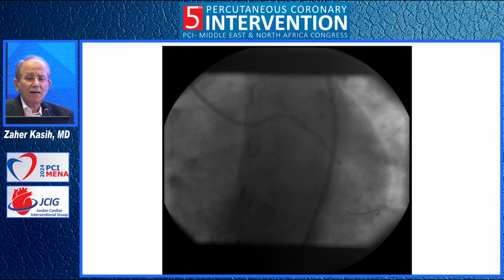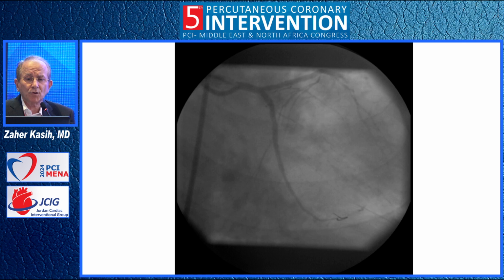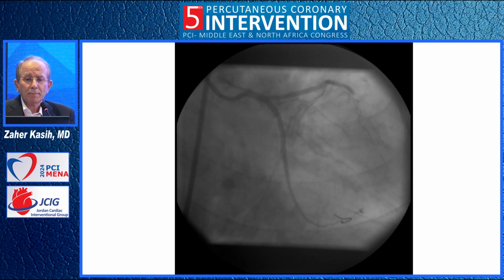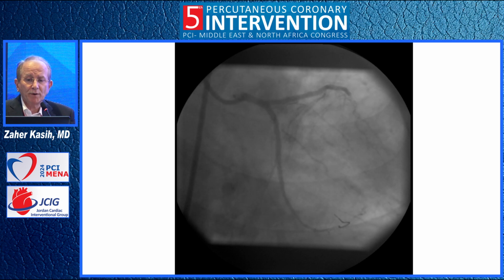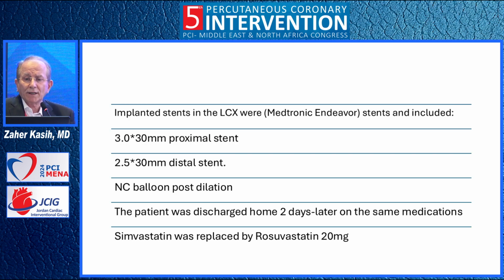Now, at this time, as you could see earlier, multiple manipulations led to the guiding catheter moving inside the distal segment of the LAD, and many times moving into the circumflex artery. As I said, finally, the patient was okay. At many times, she had severe chest pain during the procedure. This is what we ended up with, stenting the whole segment. The stents implanted in the circumflex were Medtronic Endeavor stents, including a 3x30 millimeter proximal and a 2.5x30 millimeter distal stent.